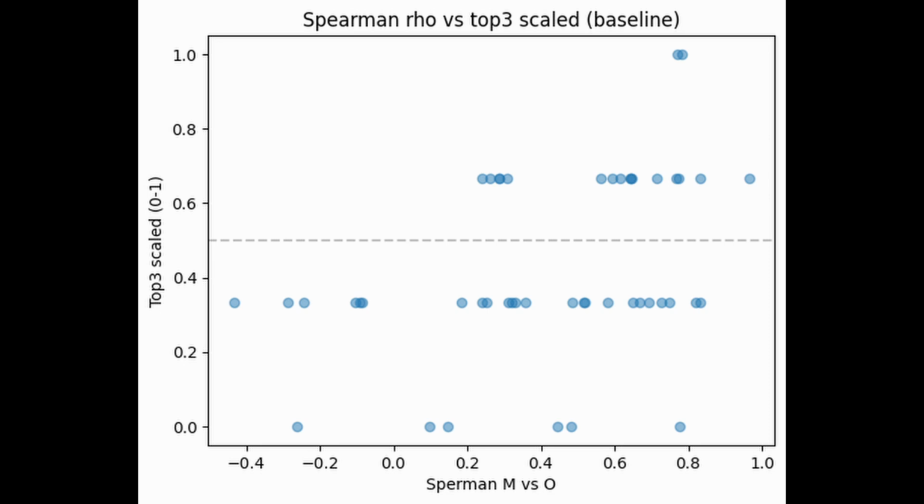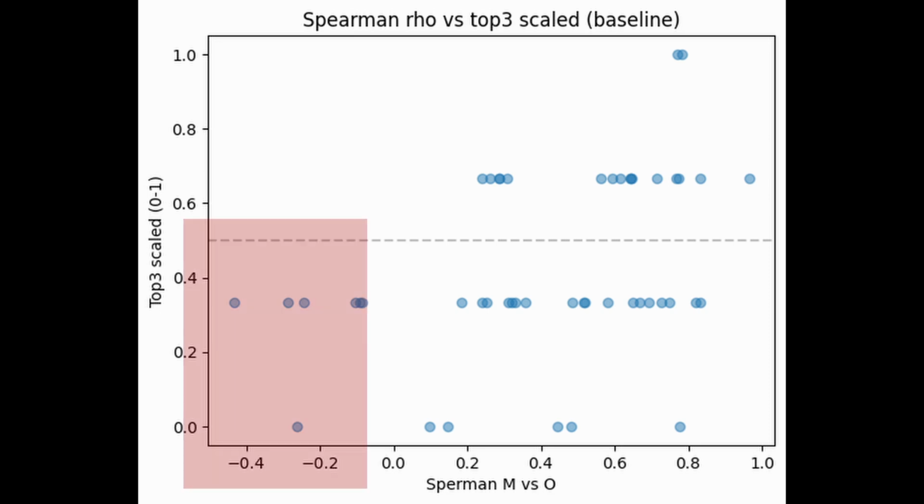Next, let's bring the odds into the picture. In this plot, the x-axis is Spearman correlation between the model's ranking and the ranking implied by the odds. High values mean the model likes the same horses as the odds. Values near 0 mean they don't really line up. Negative values mean they almost disagree. The y-axis is still the scaled top 3 hit rate.